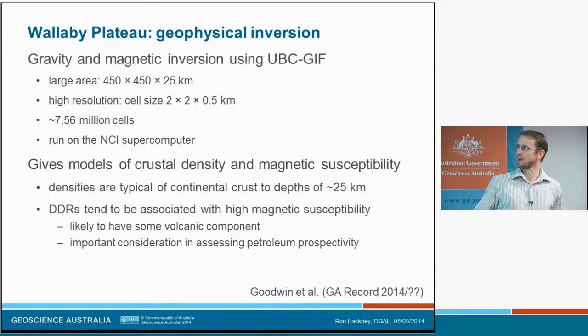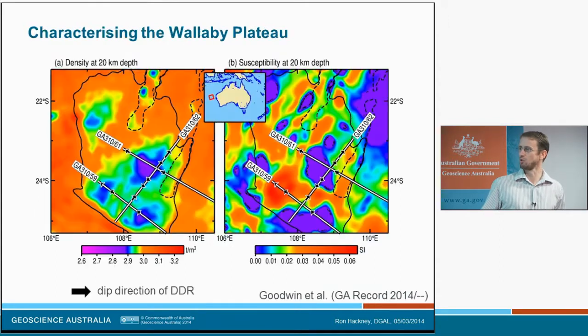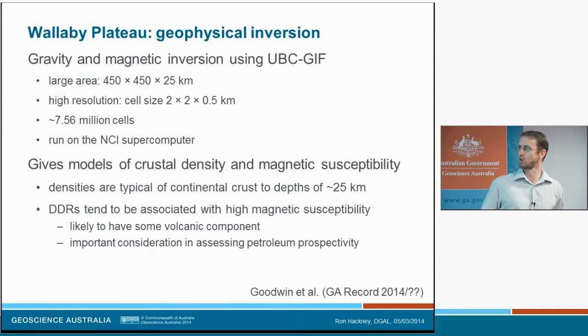And the models that he came up with, they give the density and the magnetic susceptibility, so these physical properties that we can relate to geology and tell us something about what's going on in the crust. And just to summarise the results, I'll show you some pictures in a moment. The densities that we get in this inversion are typical of continental crust down to depths of about 25 kilometres. So it does seem to suggest that, well, this could well be a nice piece of continental crust. Those divergent dipping reflector sequences, they tend to be associated with areas of high magnetic susceptibility, which means they're probably going to have some kind of volcanic component in them.